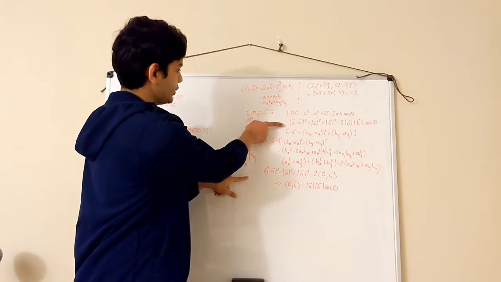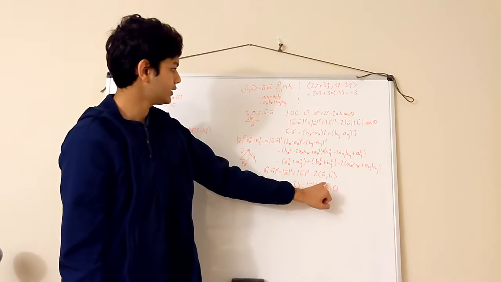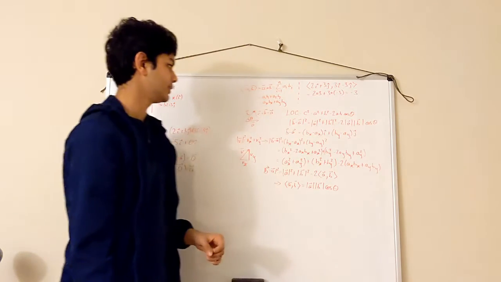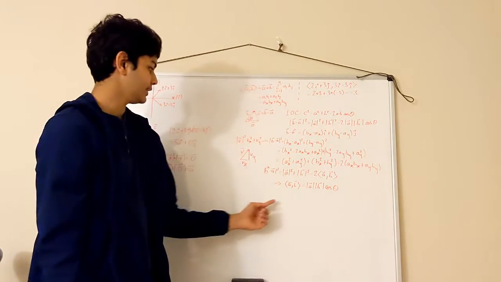And so notice that these two equations are almost identical, except that this one has the inner product of a and b, and this one has a, b, cosine theta, but everything else is the same. So what that means is that these two quantities must be the same, and that's how you get that equality.